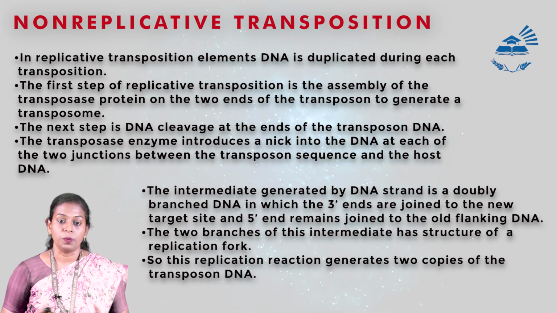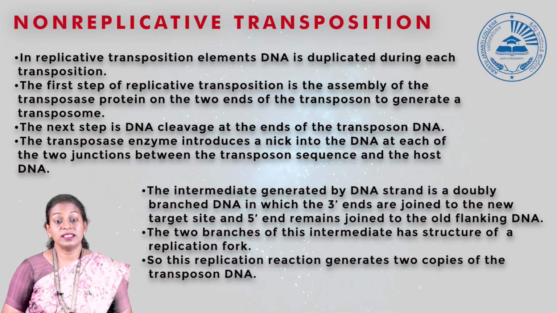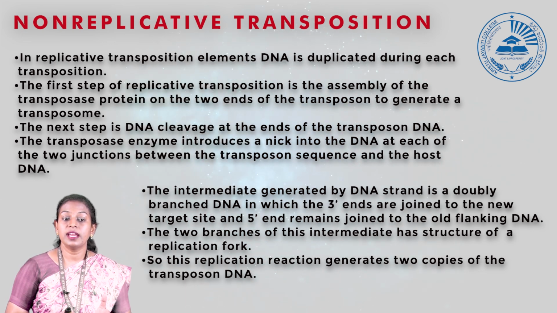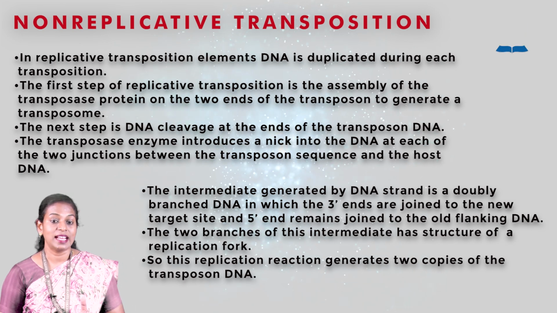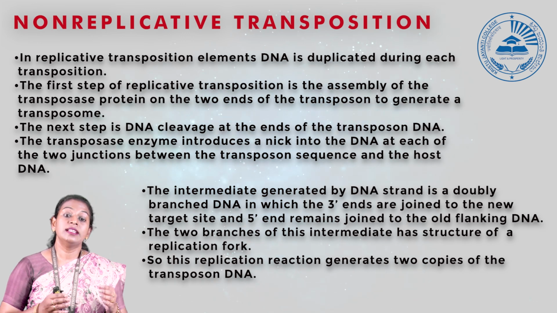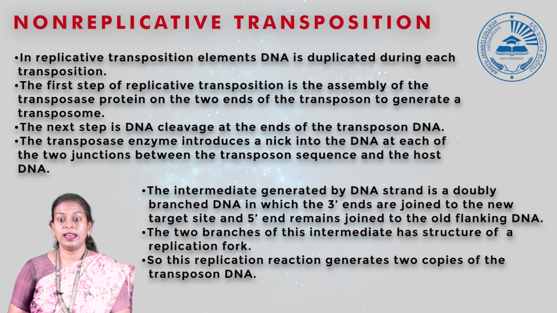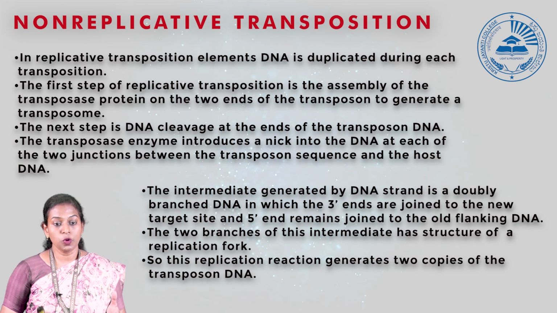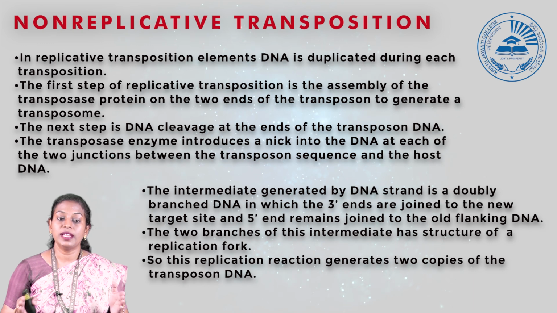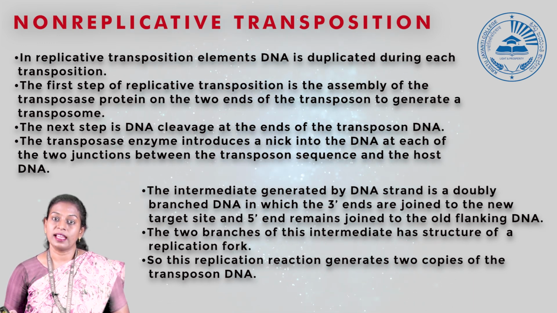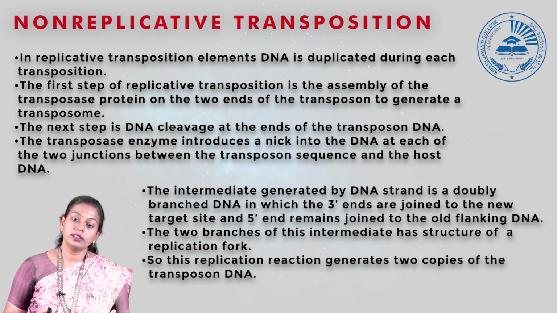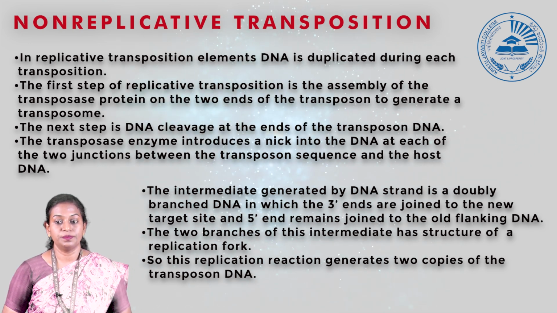The next step is excision of the transposon DNA from its original location, followed by the 3' OH end of this DNA attacking the site of the new insertion. As a result of this, the transposon DNA is covalently joined to the DNA at the target site. The transposome ensures that the two ends of the transposon DNA attack the two DNA strands of the same target site together. After non-replicative transposition, the donor may shorten while the receptor may lengthen.